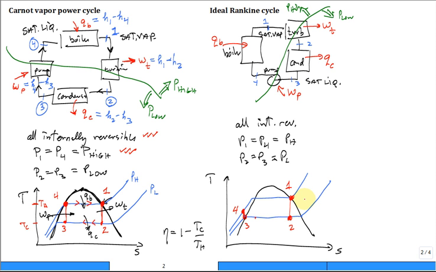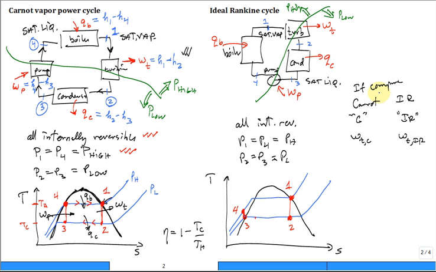Now, one of the things you can do is you can calculate things like the work of the turbine. We did that over here. Remember this equation for the work of the turbine? Let me ask you this. If I want to compare the Carnot with the ideal Rankine, so I'm just going to use the abbreviation C for Carnot and IR for ideal Rankine. And I want to compare the work of the turbine, Carnot, versus work of the turbine, ideal Rankine.